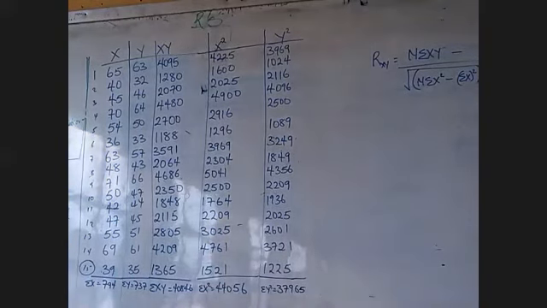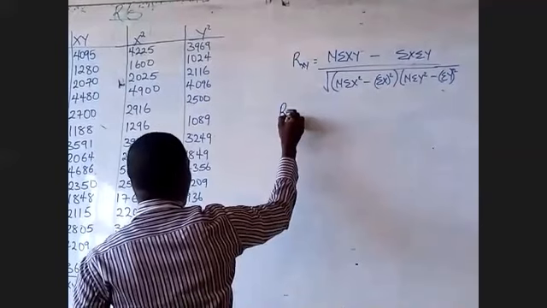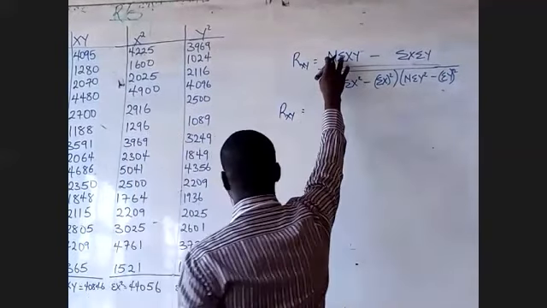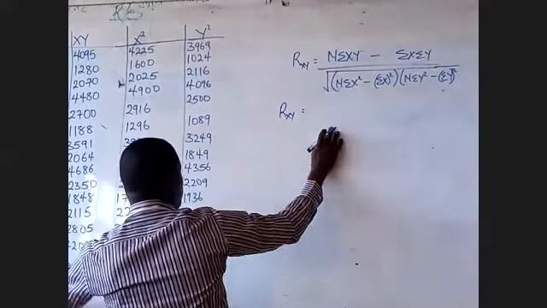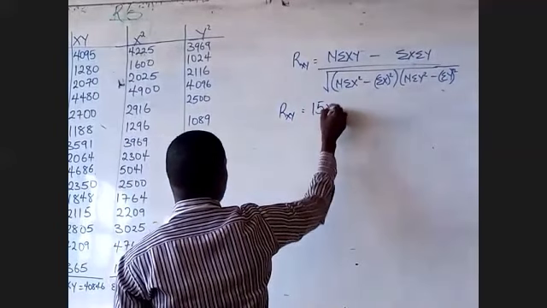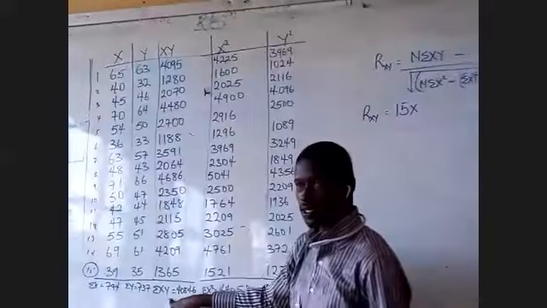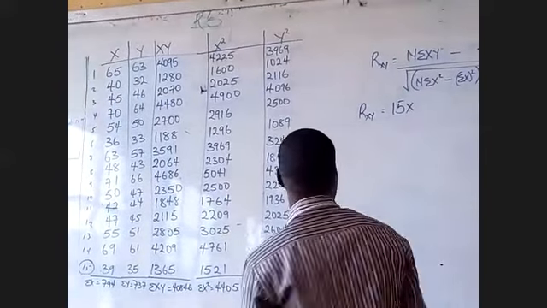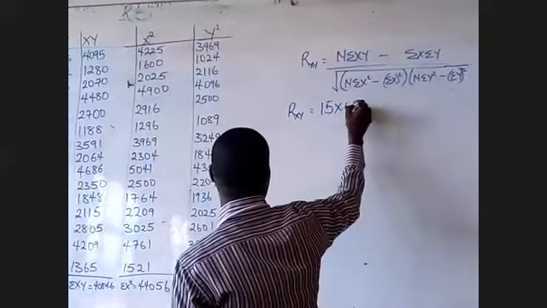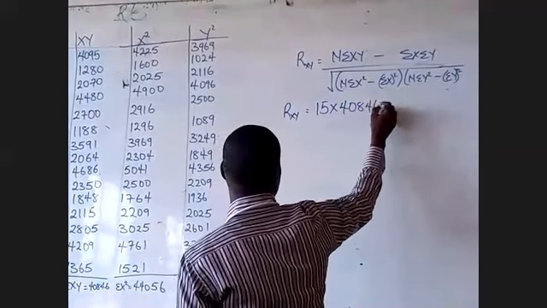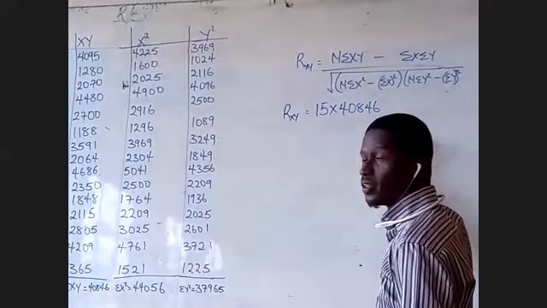Be very, very careful with numbers. All right, I think we started solving it, right? So we have r. N is 15. I believe we all know we got 15. That's 15 multiplied by summation xy, which is this one, the addition of all these. Multiplied by 40846. You get that right?